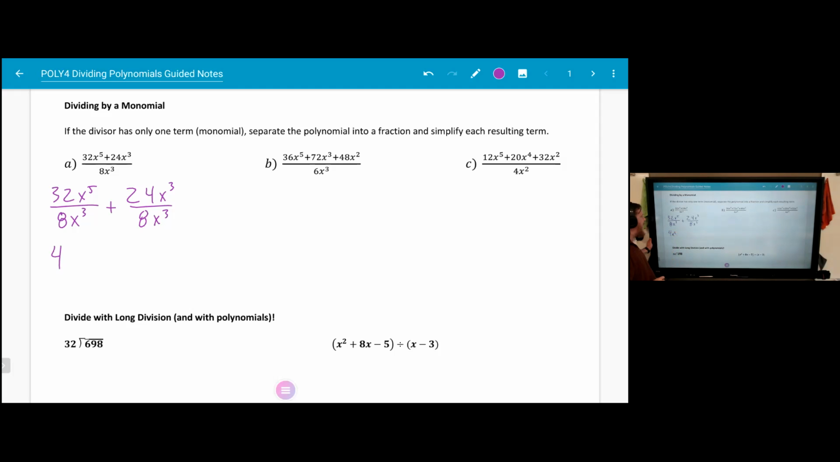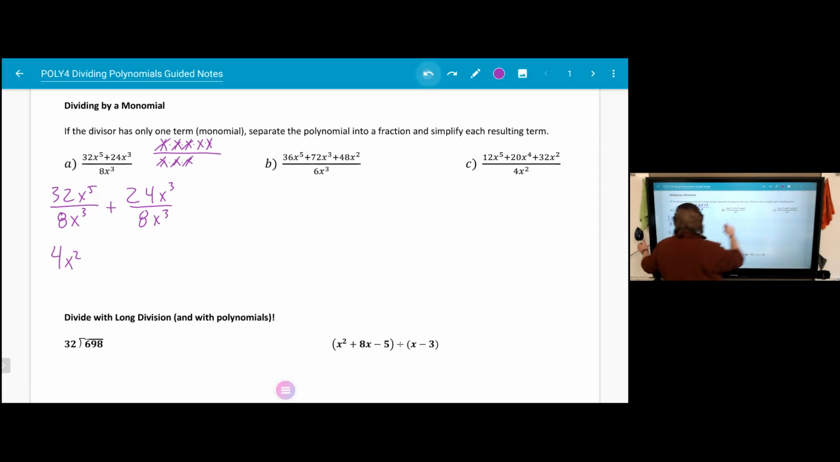And how do I remember that? That's a really good question. X to the 5th, if you remember, is x times x times x times x times x, divided by x cubed, which is x times x times x. So what simplifies? Well, x divided by x is 1, 1, 1. I'm just left with 1 times x times x, or x squared. You can also think of it as subtraction. X to the 5th minus x to the 3rd, you've got x to the 5 minus 3 to get x squared.